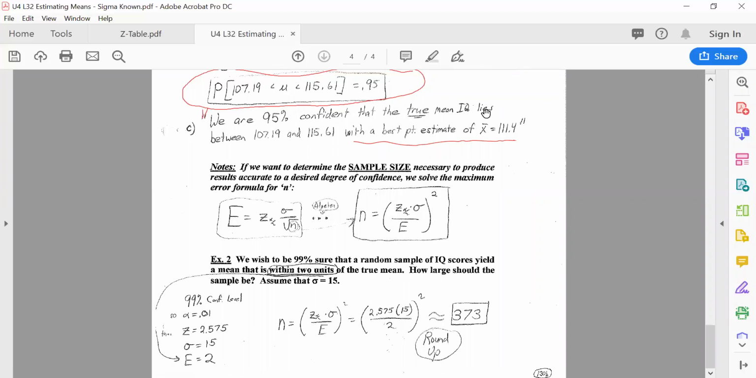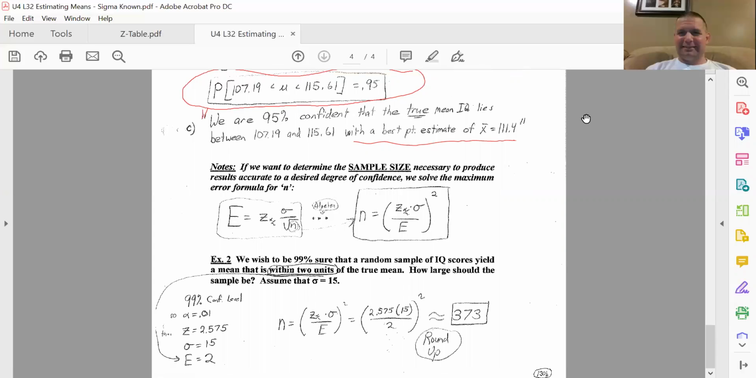Let's say you go to your boss and you say, hey, boss, I got the best piece of data right here, and I took a sample, and I am only off by 3% in each direction, possibly.